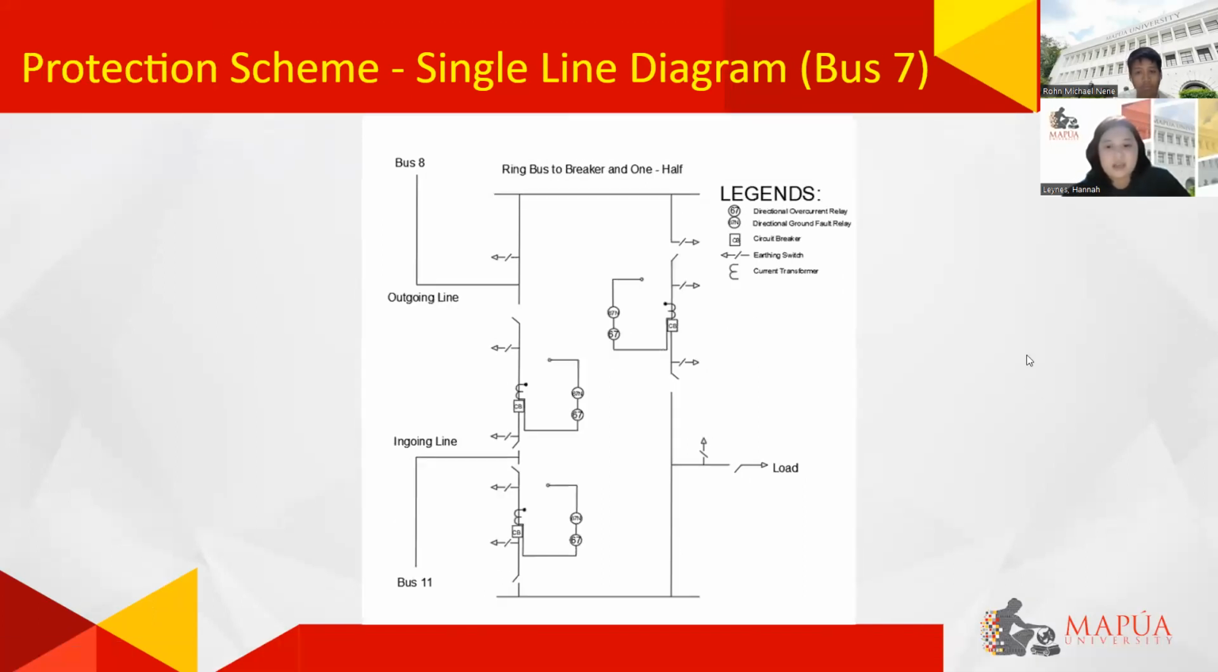Next is the protection scheme. This is the protection scheme in the single line diagram for bus 7. The legends here are directional overcurrent relay, directional ground fault relay, circuit breaker, earthing switch, and current transformer.